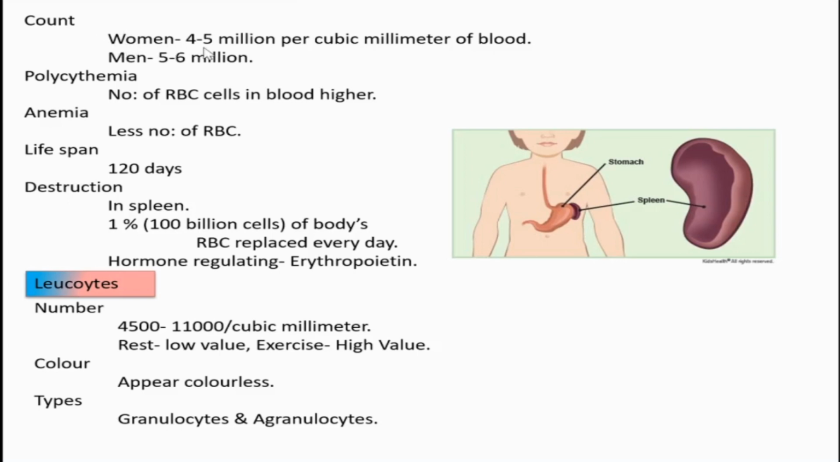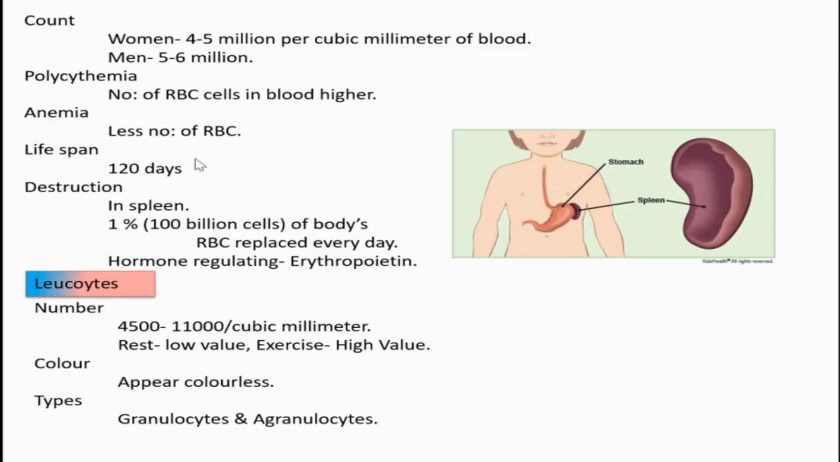In the case of women, the RBC number is 4.5 million per cubic mm of blood. Mm means millimeter of blood. In the case of men, it is 5 to 6 million per cubic mm of blood. Polycythemia is a condition in which the number of RBCs in blood is high. Anemia means the RBC count becomes lower than the normal value.